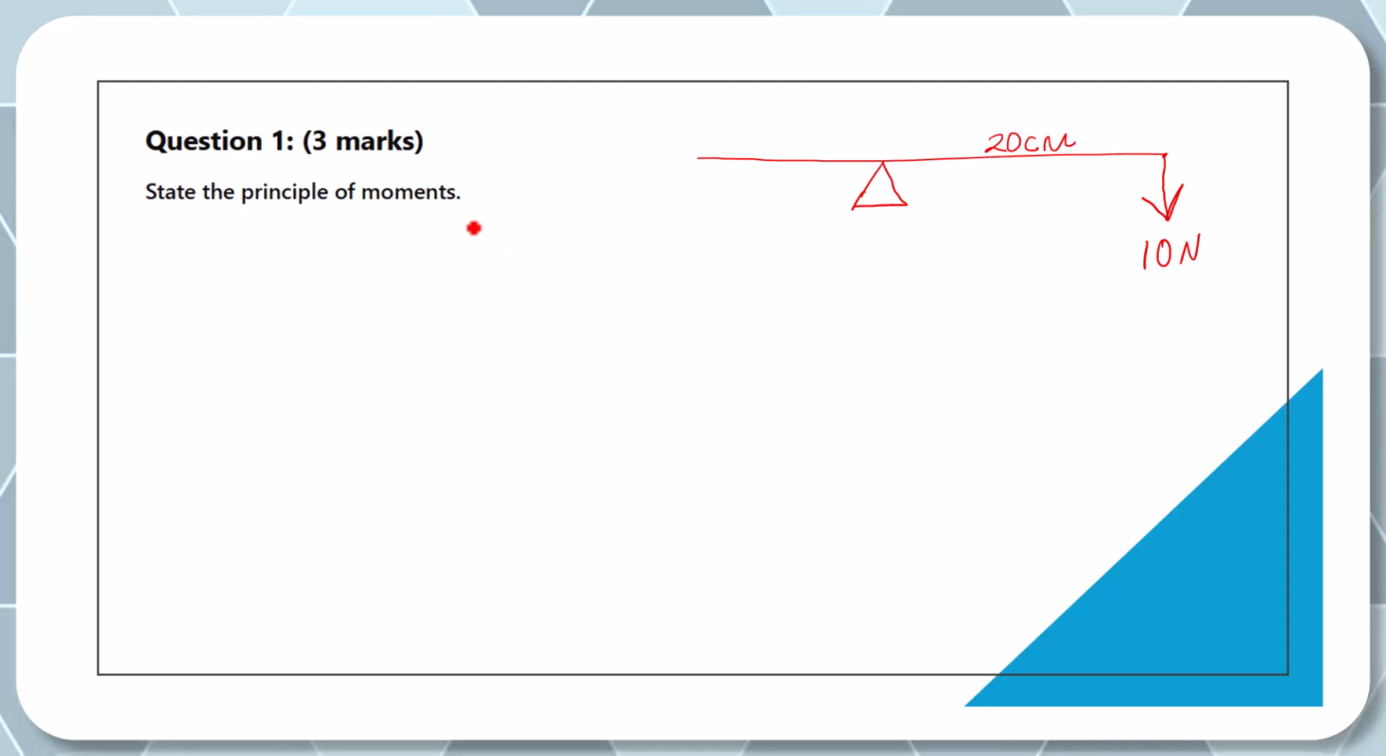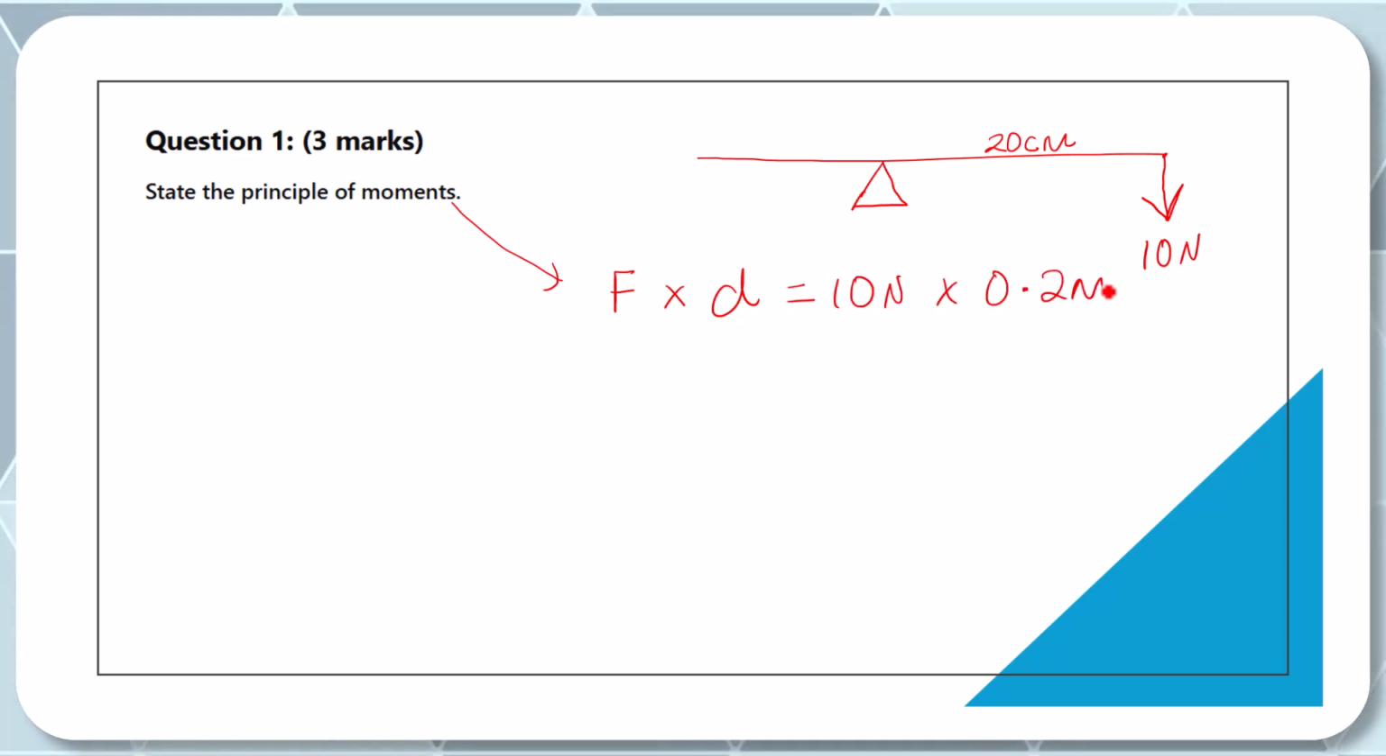The turning effect of a force is normally called a moment. And the moment is always equal to force times the perpendicular distance. In this case, the force is 10 newtons and the distance is 0.2 meters. In physics, when you are talking about length, you should always convert the length into meters, the standard SI unit. So 10 times 0.2 gives 2 newton meters. That is the moment due to this force. So the turning effect of a force is called a moment.